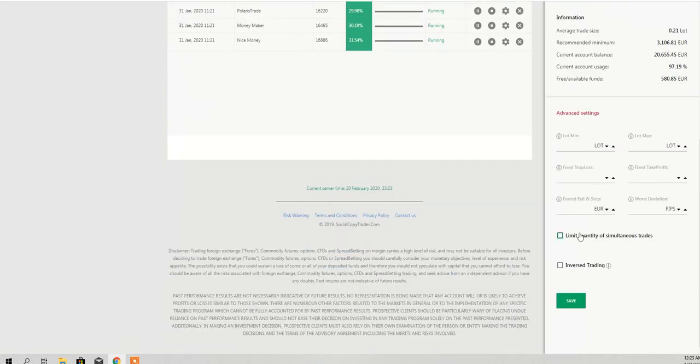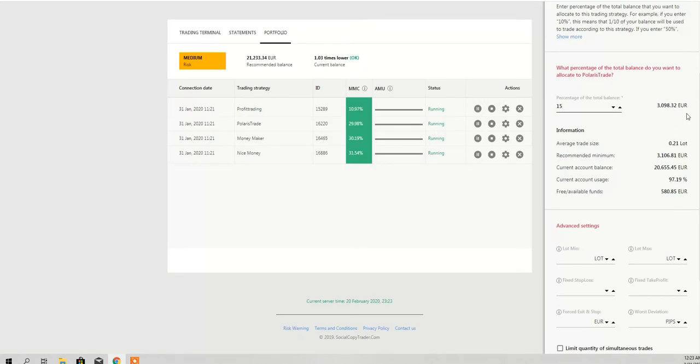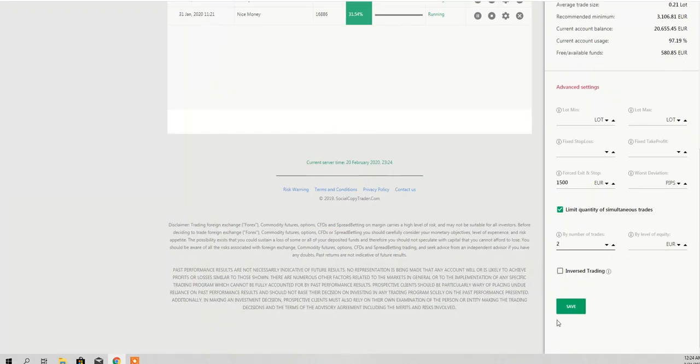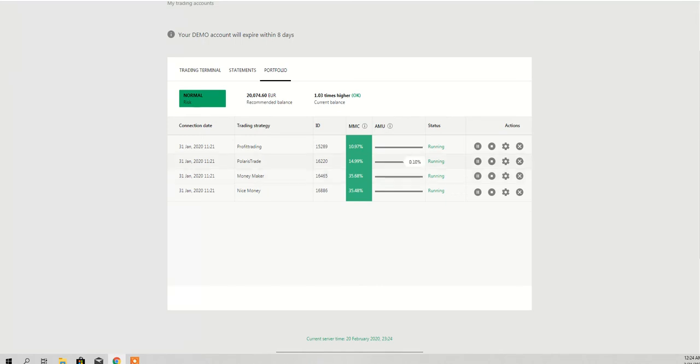Go down here, set the same amount because it's the same balance, 3,000. Set the same here, 1,500. And limit the number of trades. Put it at 2. I'm going to go to save. Okay, made the adjustment. 14%, he's slightly under 15%. Okay, he's at 10. Now we're going to do the same here.